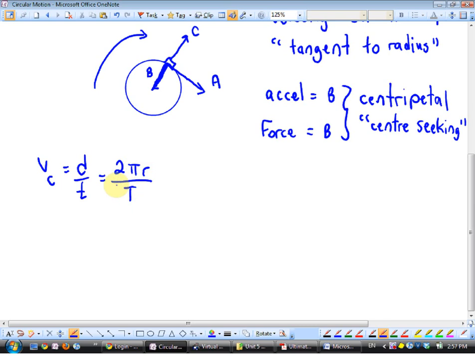Period. The circular velocity, if they ever ask you how fast is an object traveling in a circle, it's 2 pi r divided by the period. That's distance over time. It's meters per second. That's the tangent to radius velocity.